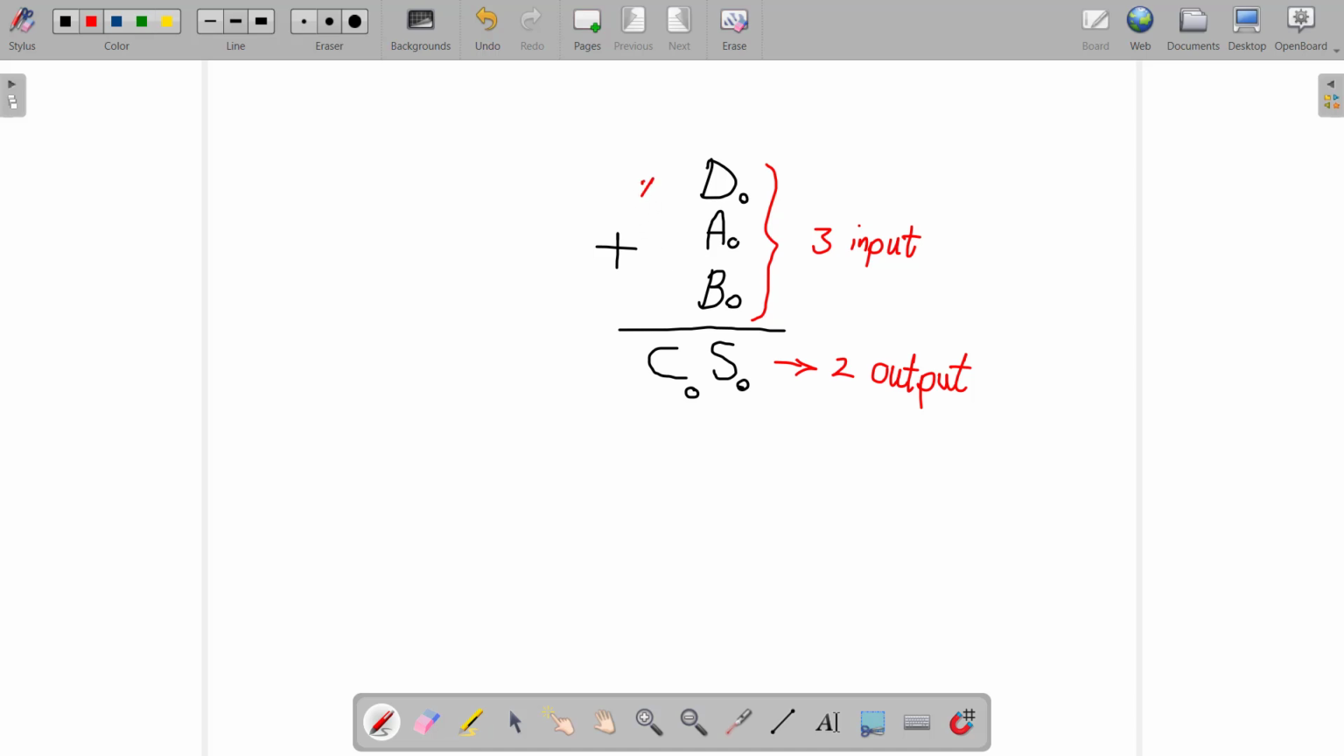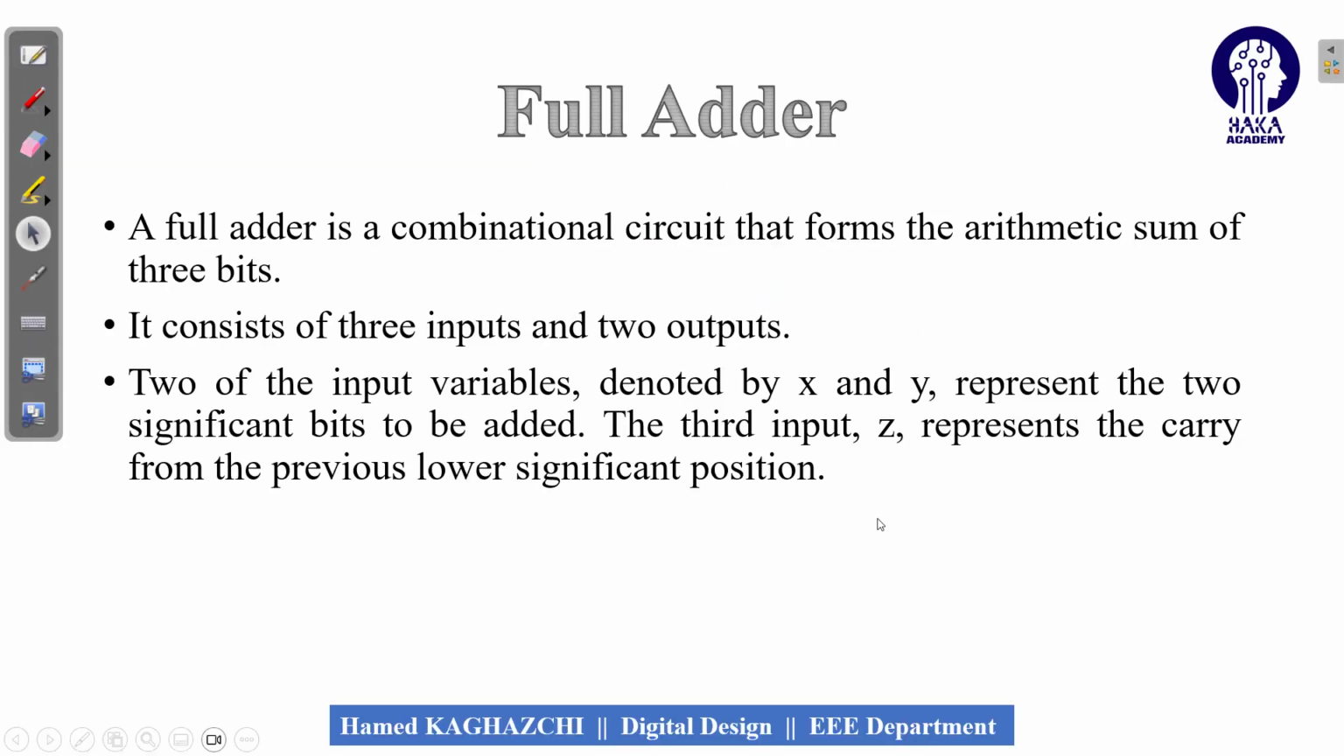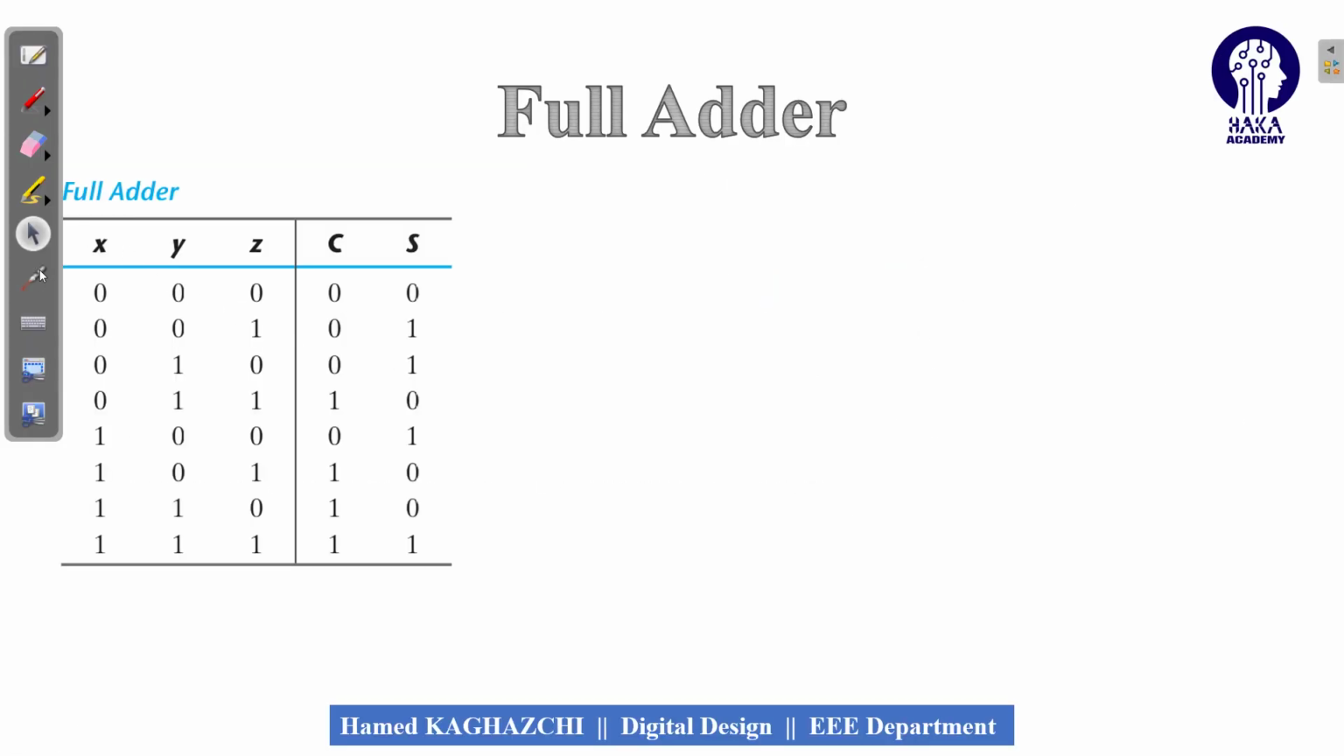Let's call these X, Y, Z, and again this one C and S. So at the end, I will have a system that has 3 inputs and 2 outputs. In this system, the 3 inputs will be added together. Now, because we have 3 inputs, we will have 8 possible combinations. And again, we have to add these 3 bits together.